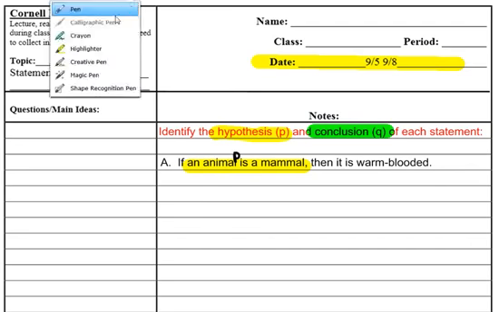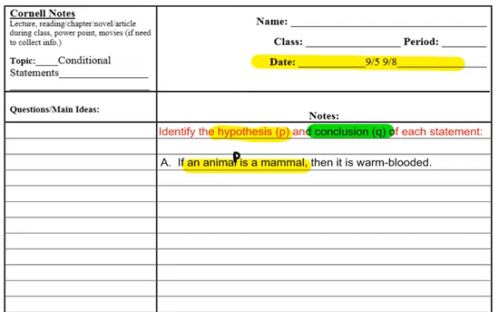The conclusion is the statement that follows then. It does not include then. It's what follows the word then. So that's going to be it is warm-blooded. And we're going to call that Q, as Q is our symbol for the conclusion. So this is example A.